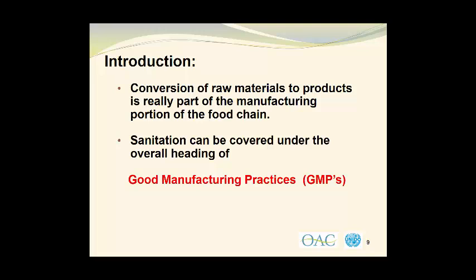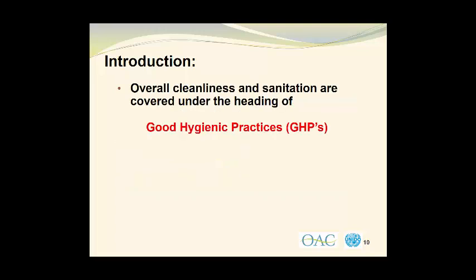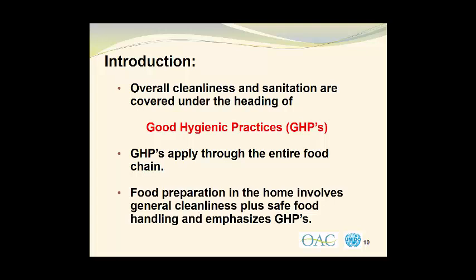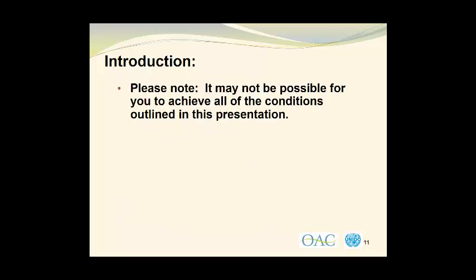Sanitation in this portion of the food processing chain can be covered under the overall heading of Good Manufacturing Practices, or GMPs. Overall cleanliness and sanitation are covered under the heading of Good Hygienic Practices, or GHPs. GHPs apply throughout the entire food chain. Food preparation in the home involves general cleanliness plus safe food handling and emphasizes these good hygienic practices.